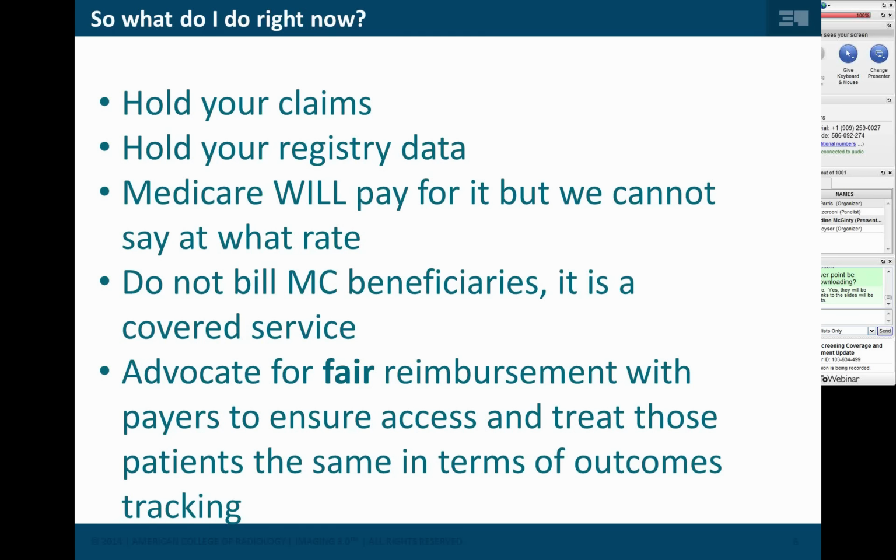Make it clear to them that we've established a very robust quality program. This is a life-saving service, and we need to make sure that it's available to beneficiaries. We would also encourage you to adopt the same standards for all of your patients as Medicare is requiring for Medicare beneficiaries. So I will stop there.